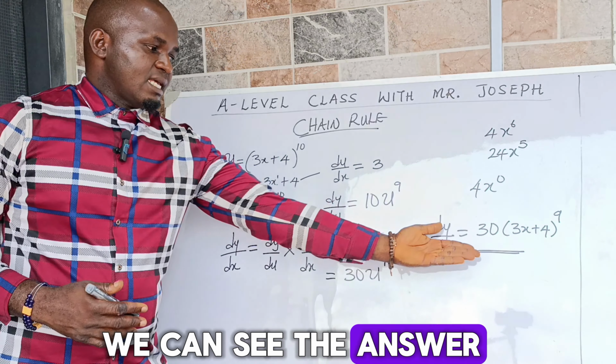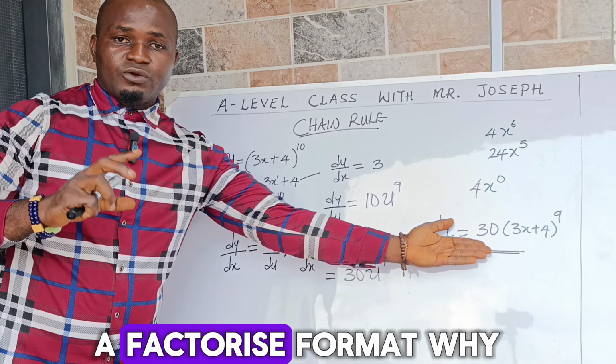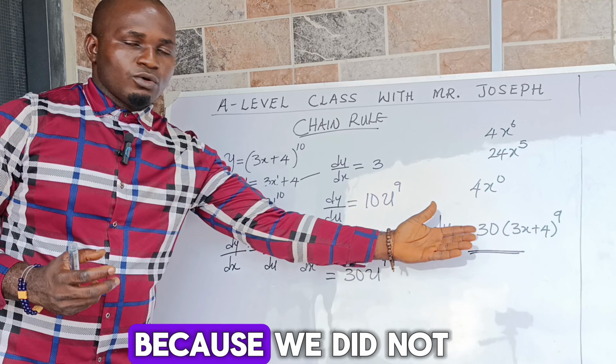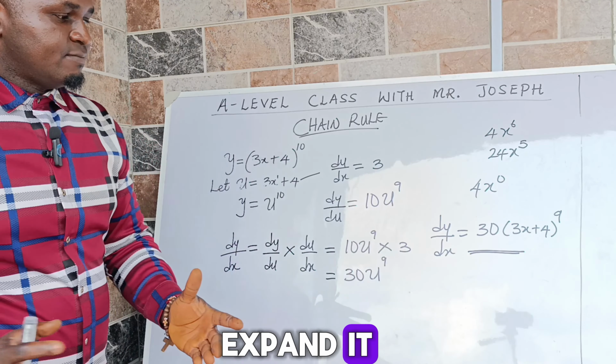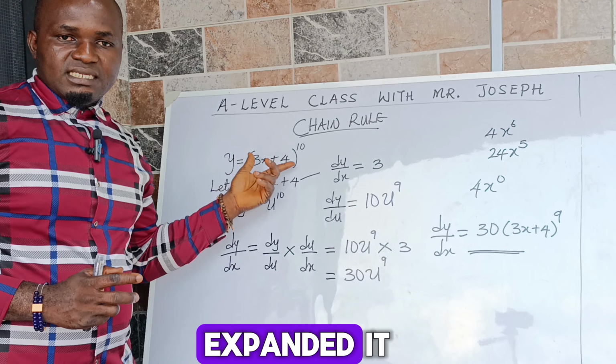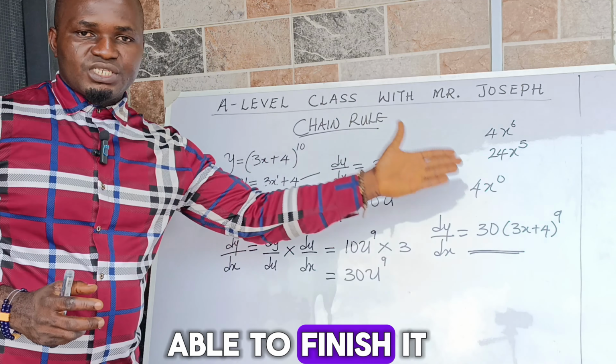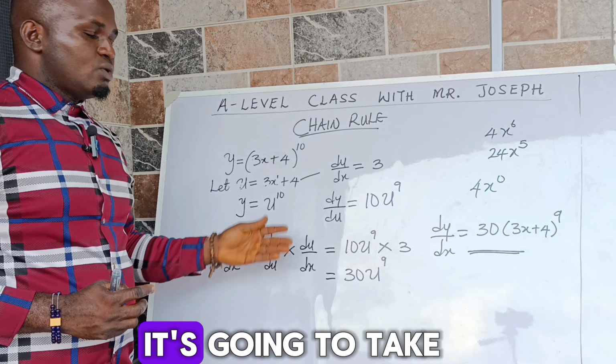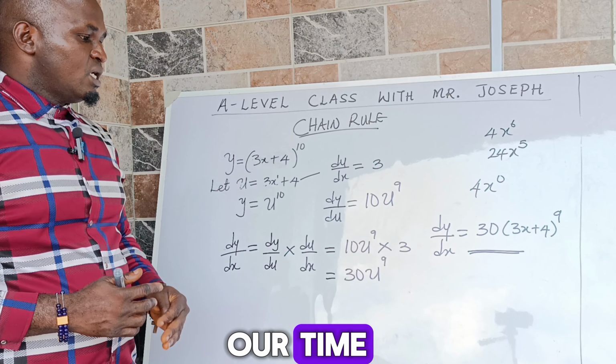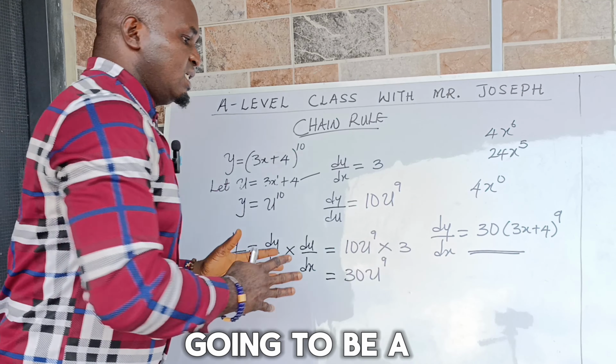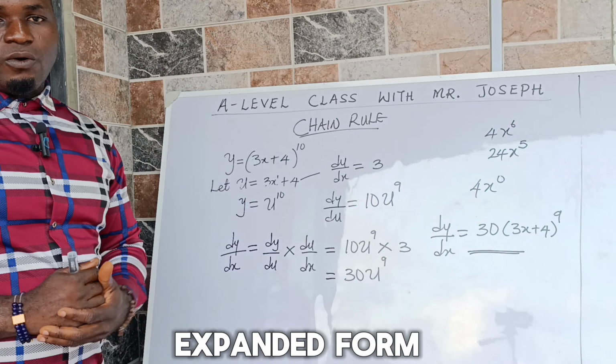We can see that the answer is in a factorized format. Why? Because we did not expand it. If we had expanded it, we wouldn't have been able to finish it at this time. It's going to take lots of our time, and the answer is going to be in expanded form.